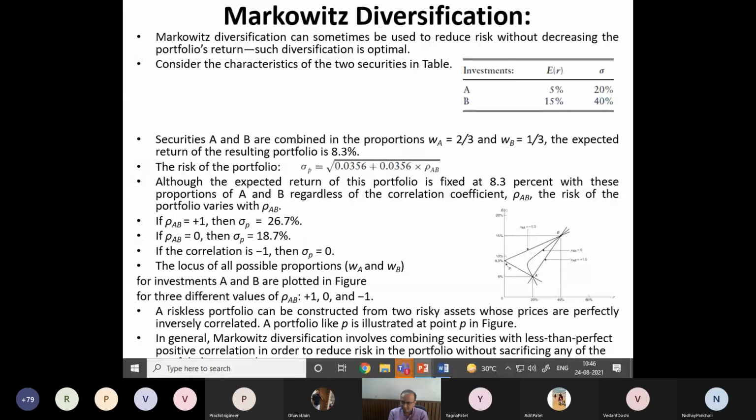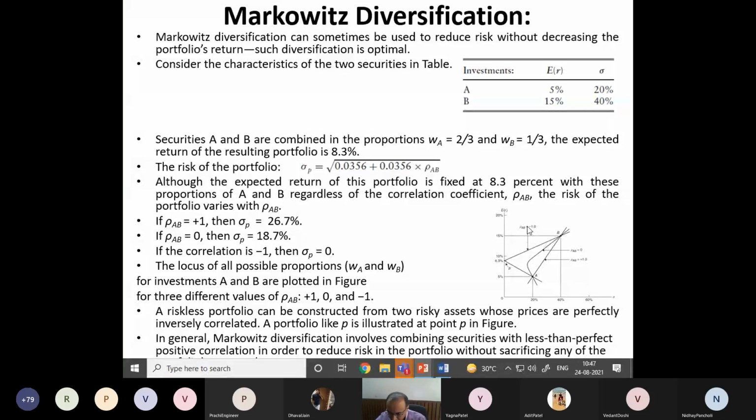So many infinite points are possible. Let me take as many points as possible and join all these points for three cases: rho AB +1, rho AB 0, and rho AB -1. And I get this graph. Short selling is not allowed, so the graphs remain between A and B.